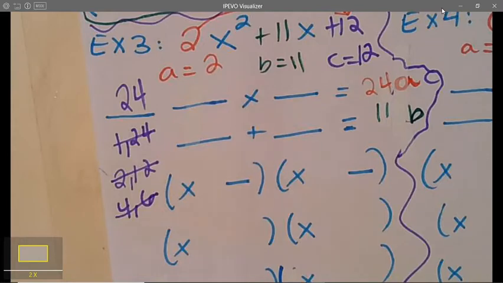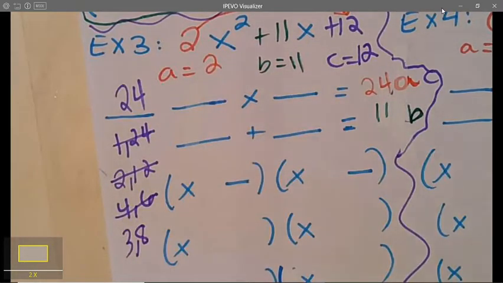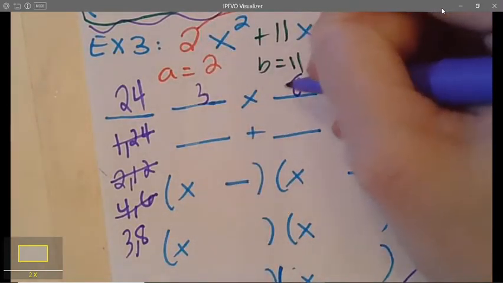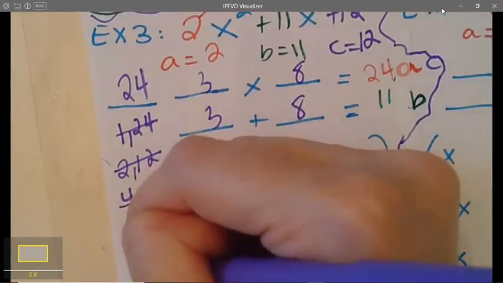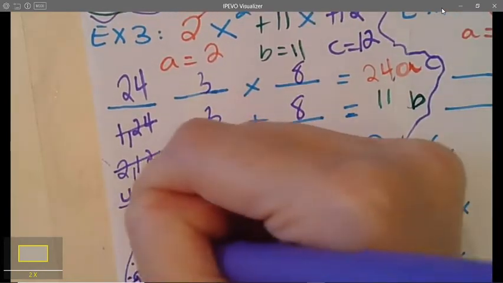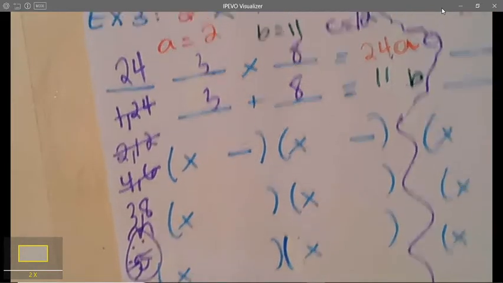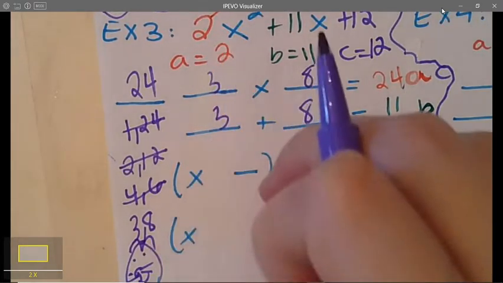So let's see. Can I think of anything else? Yeah, I think that one's going to work, you guys. I totally agree. Let's try 3 and 8. Does 3 and 8 work? 3 times 8 is 24. And 3 plus 8 is 11. Holy hot dog. We found the one that worked. Yay! So 3 and 8 is the winner. Okay, so 3 times 8 is 24. And 3 plus 8 is 11. Okay, so those are the numbers I'm going to write in my parentheses.